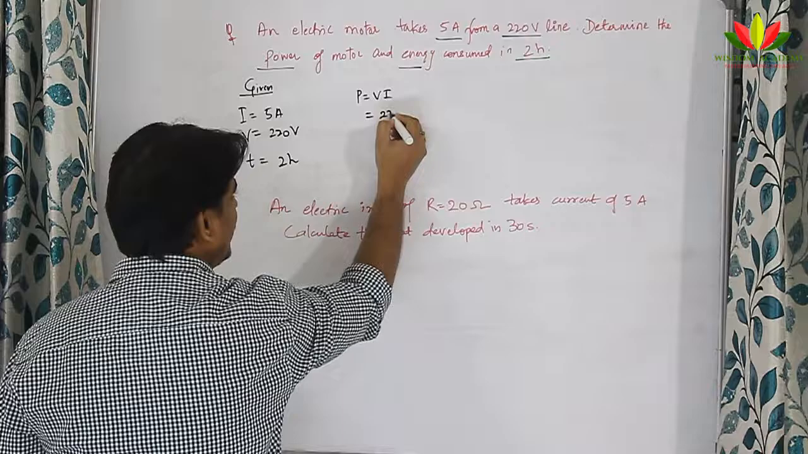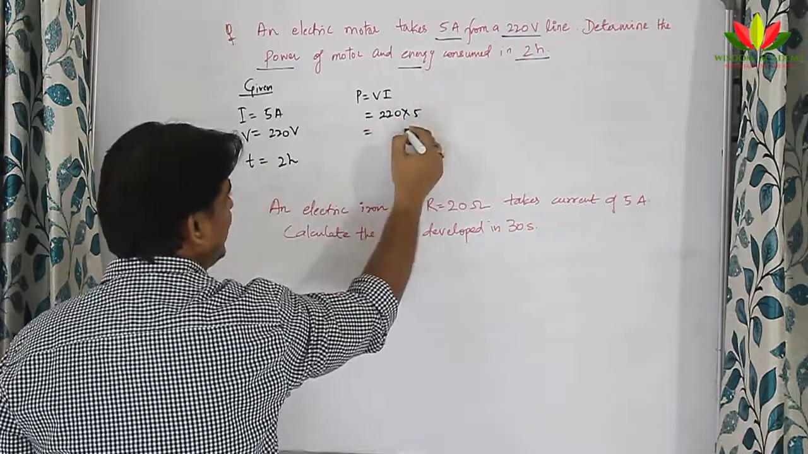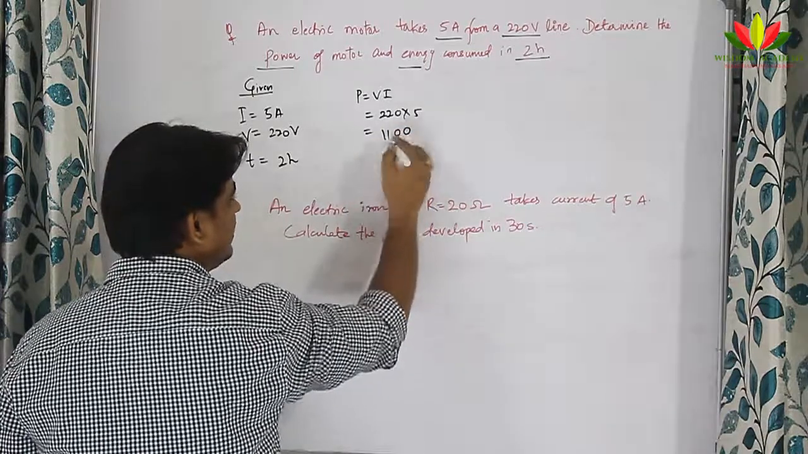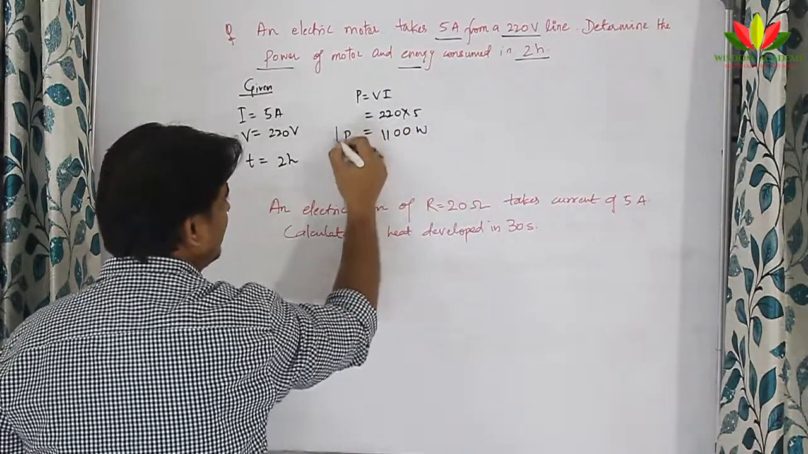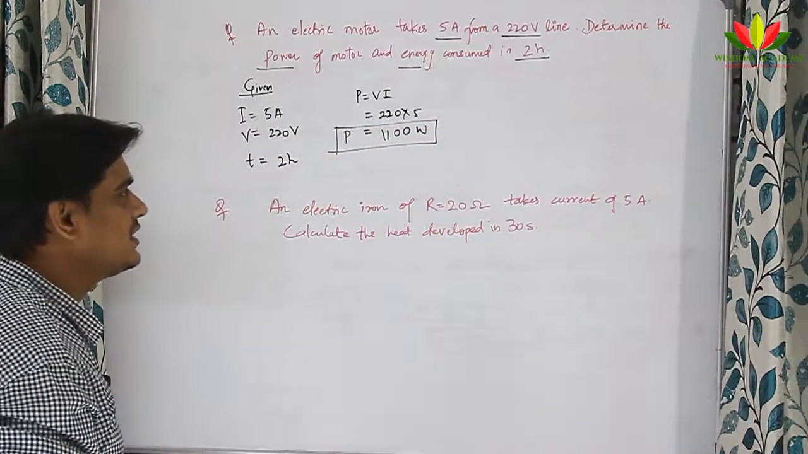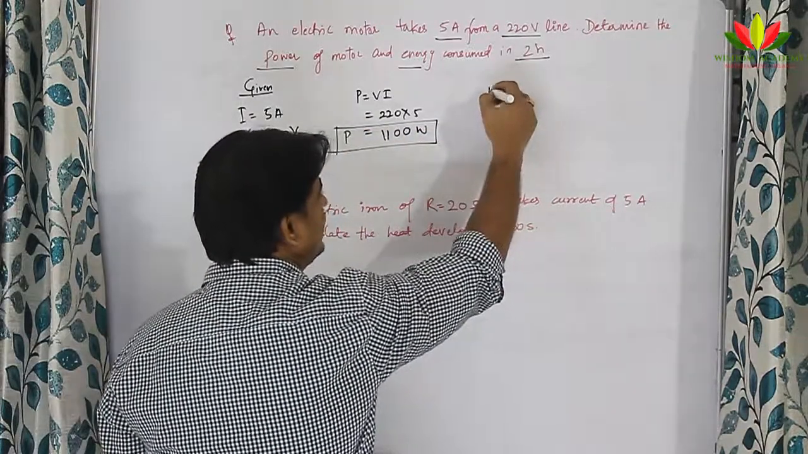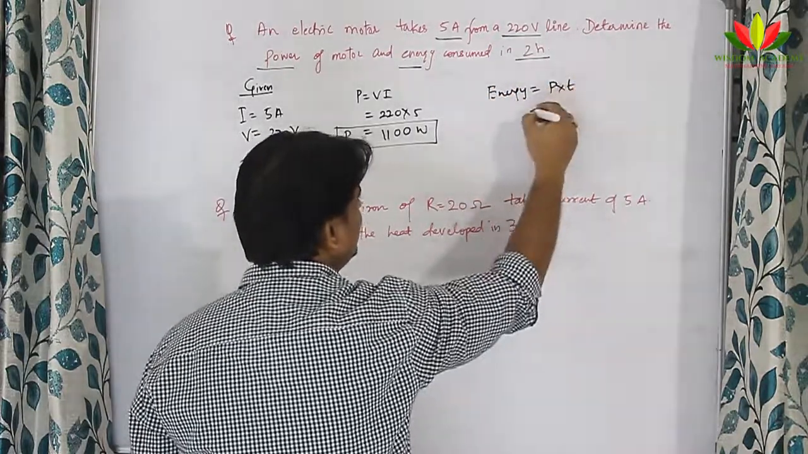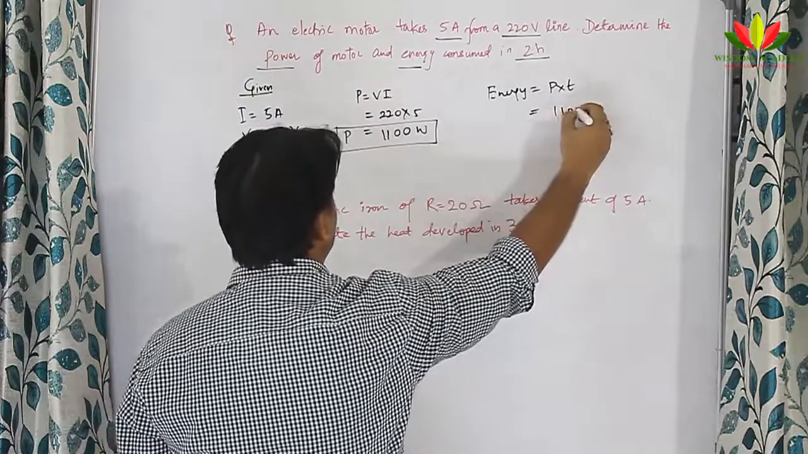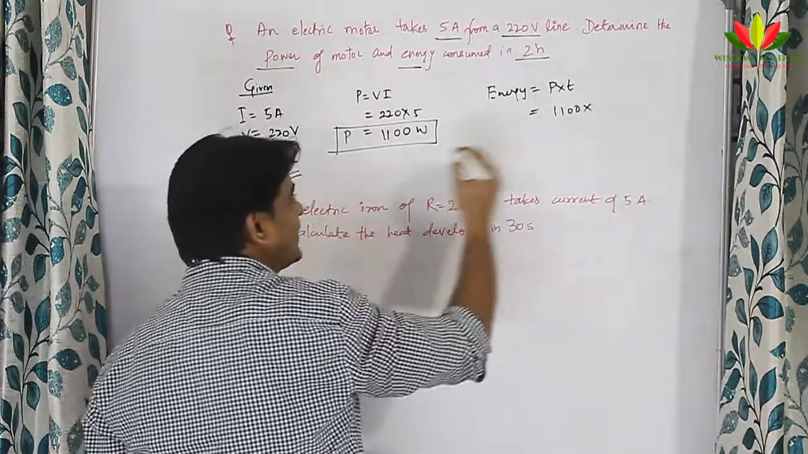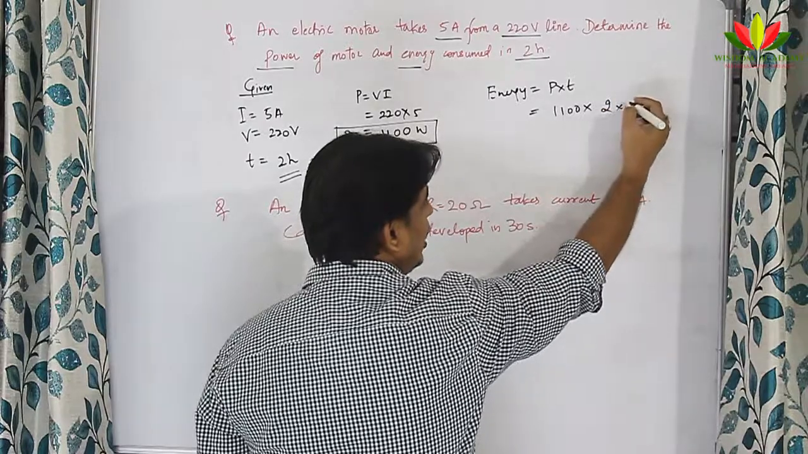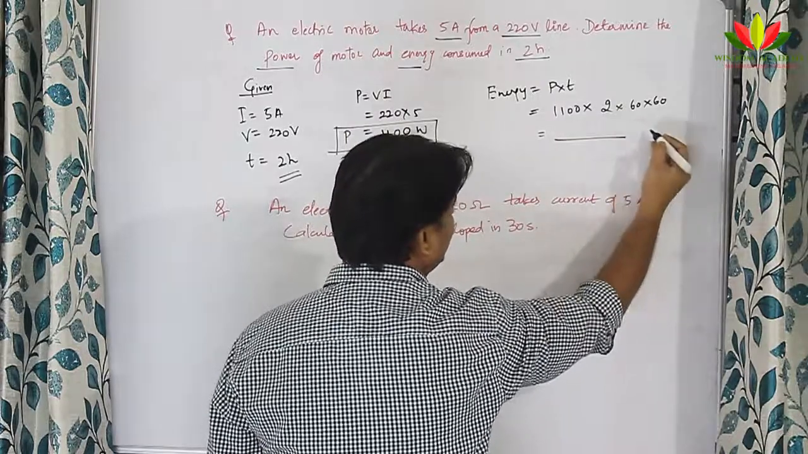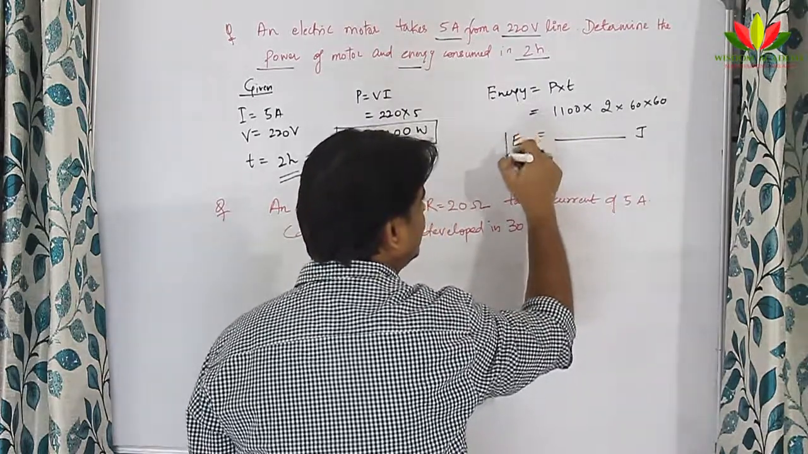So first, the power formula is V into I. V is 220, I is 5. When you multiply, 1100 watts is the power. So power is 1100 watts. What is the energy consumed? We know energy will be equal to power into time. That is heat energy actually. Power is 1100. Time is 2 hours converted to seconds. So 2 hours is how many minutes? 60 minutes, and how many seconds? 60 seconds. When you multiply the whole quantity, that many joules will be the energy consumed.